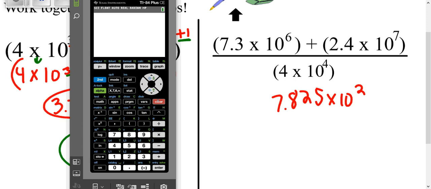I'm not going to go through all of this. If you're going to input this into the calculator, you just have to type it just like I have here. It looks exactly like the question, right? And then you just press enter and you get 7.825 times 10 to the exponent of 2. And that's exactly what's on the calculator. That's exactly your answer.